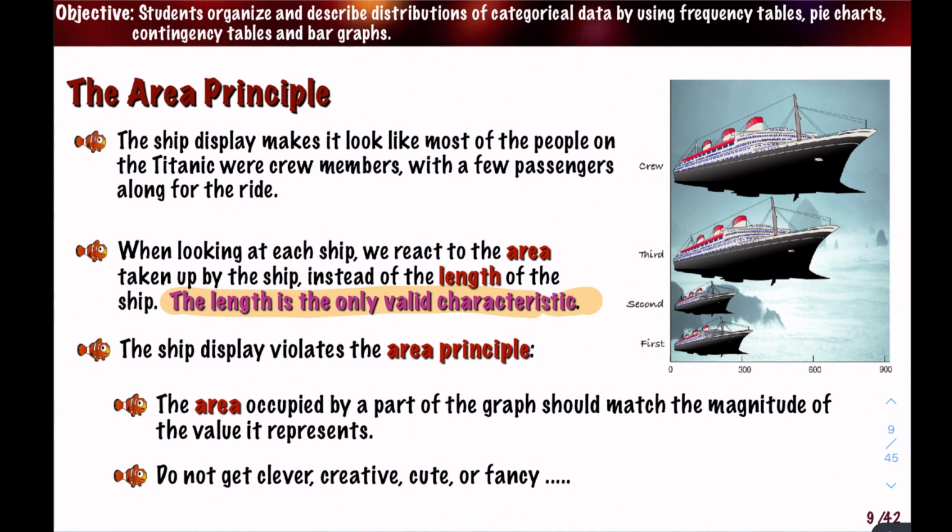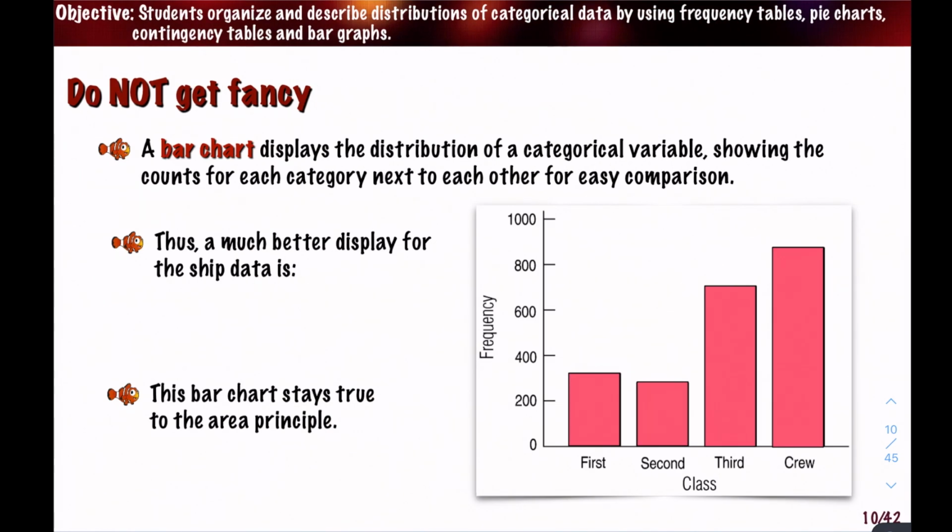And so we say the area occupied by a part of the graph should match the magnitude of the value it represents. As I said before, do not get creative. Do not be clever or cute or fancy. Just show me the data. Stick with a bar chart. It's simple. It's easy. Your calculator will put these out real quick. And I will show you in class how to make this chart into both a relative bar chart and a frequency bar chart.